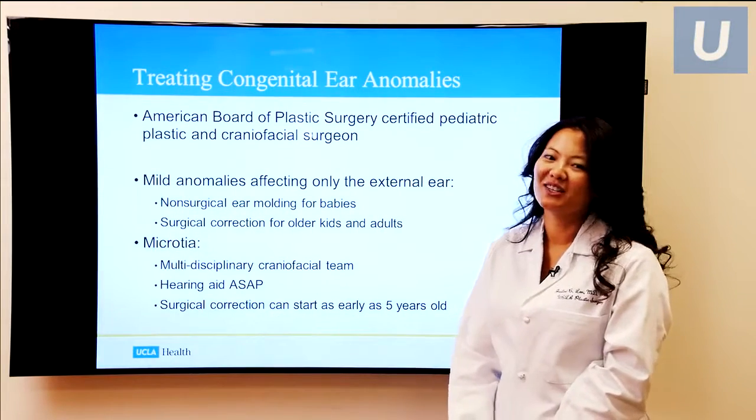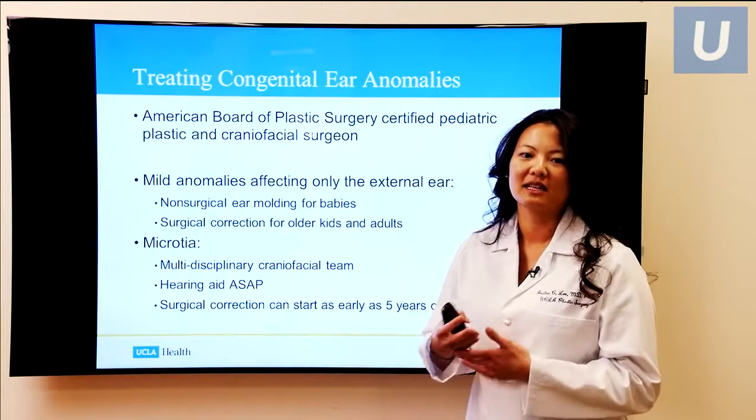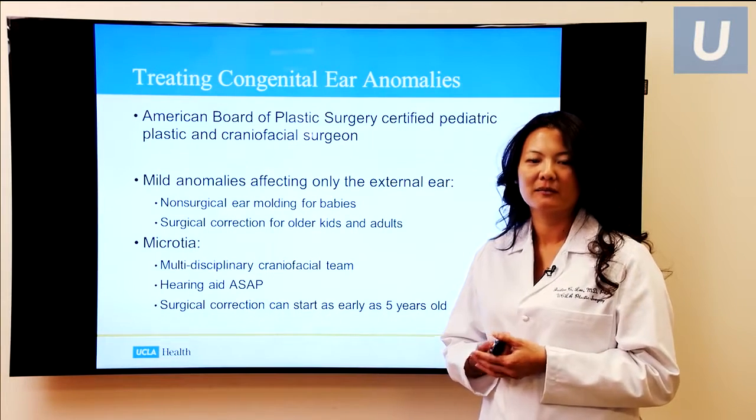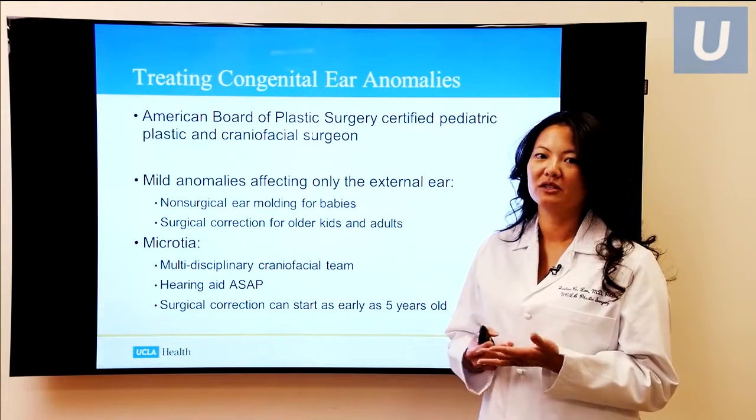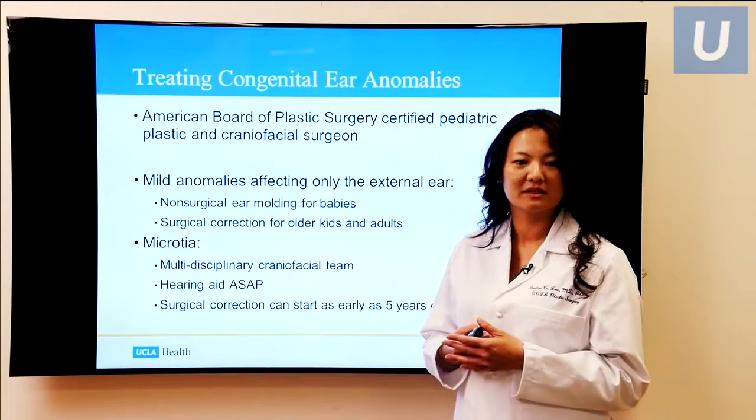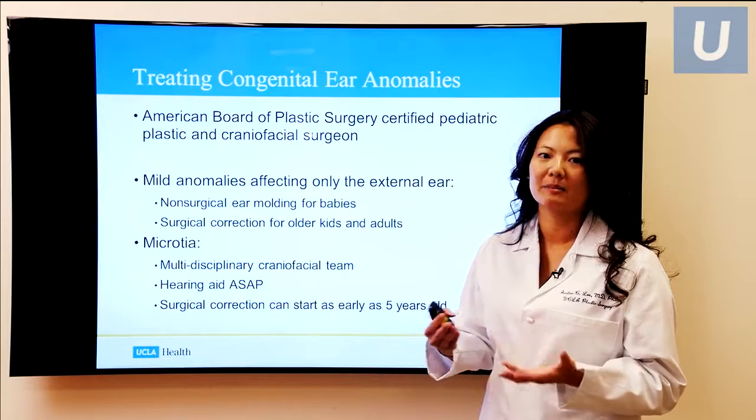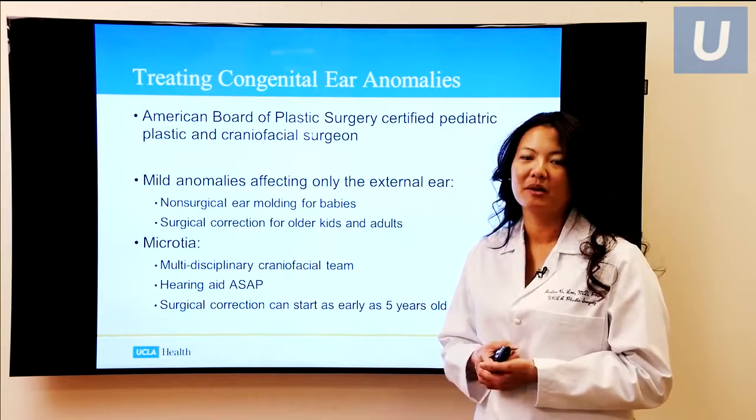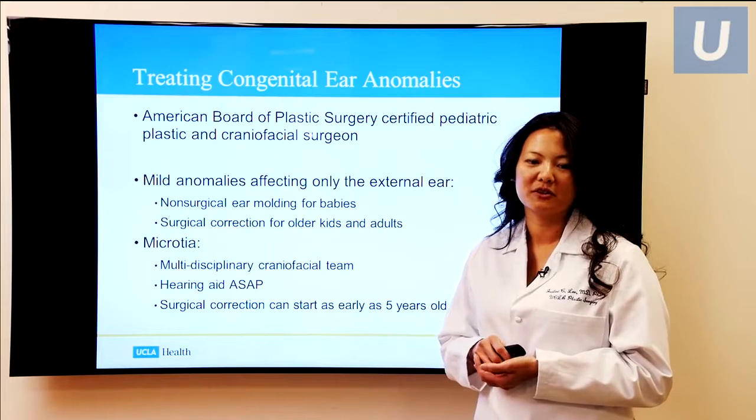So in summary, treating congenital ear anomalies has a few things that one should always think about. First, see an American Board of Plastic Surgery certified pediatric plastic and craniofacial surgeon. If your baby has a mild anomaly affecting only the external ear, sometimes we can do this non-surgically and mold it as a baby. But this can only be done in the first couple weeks of life. Surgical correction for older kids and adults can be done also, and it's not a time-dependent kind of thing. Just whenever your child or you are bothered about the way your ear looks when you look in the mirror, you're all eligible for an otoplasty.